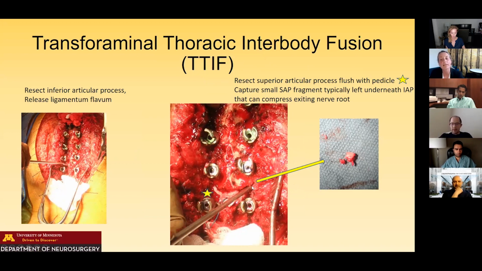And also there's almost always going to be a little tip of SAP left up here. I have had a patient where we left a little tip there and developed a thoracic radiculopathy from it. So you want to be very careful to resect that SAP, and here's a picture of resecting that there. All lessons are often learned the hard way in adult deformity surgery.